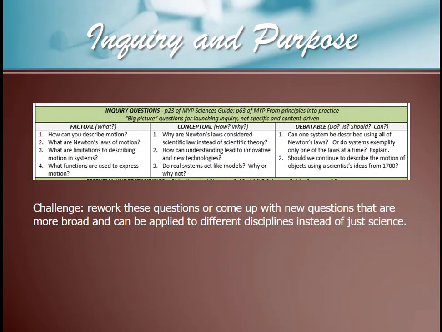The inquiry questions for physics are not very big picture. I had a very hard time coming up with questions that did not involve the math language or physics language in some way. When you start looking at interdisciplinary units or cross-disciplinary units, these questions don't really apply to some other disciplines. So when you are writing your unit plan for your school, see if you can rework these questions into something that's a little more applicable to some other disciplines.